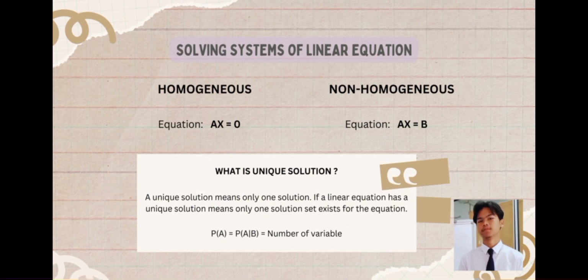What is a unique solution? A unique solution means only one solution. If a linear equation has a unique solution, only one solution set exists for the equation. The system has a unique solution if the rank of A equals the rank of AB equals the number of variables. This is the fundamental formula to identify the unique solution.